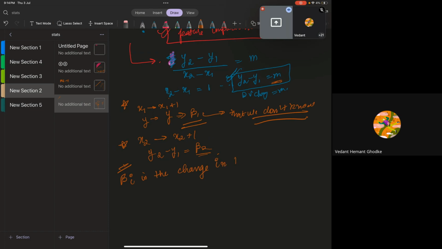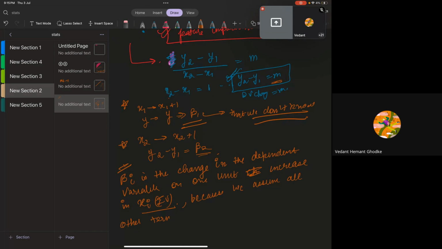Beta i is the change in the dependent variable on a 1 unit increase in xi, the independent variable, because we assume all other terms remain constant.